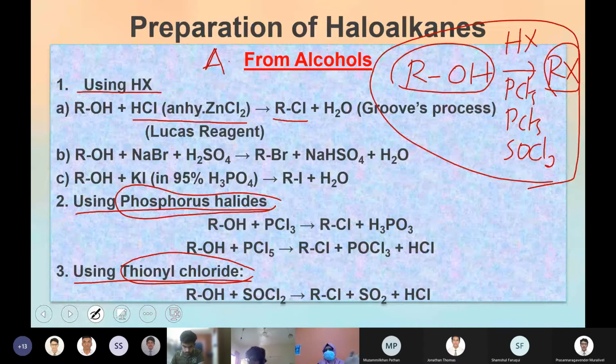So to convert an alcohol to alkyl halide, any of these three reagents can be used: HX, phosphorus halide, that means PCl3 and PCl5, and thionyl chloride, SOCl2. Any of these reagents can be used to convert an alcohol to alkyl halide. That much is what you need to understand from this slide.